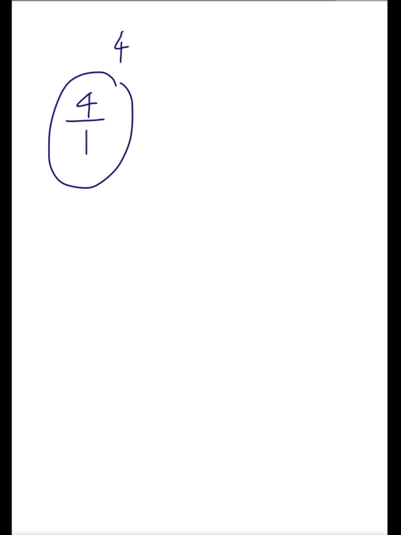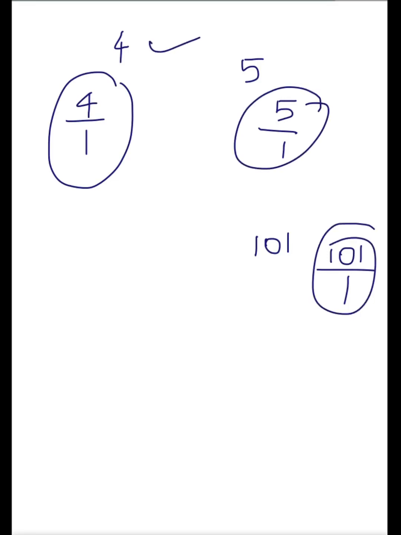Similarly, any other number like 4, that is 5, you can write this 5 as 5 by 1. Or 101, you can write this as 101 divided by 1. So all these numbers, 4, 5, 101, all such numbers are also rational numbers.